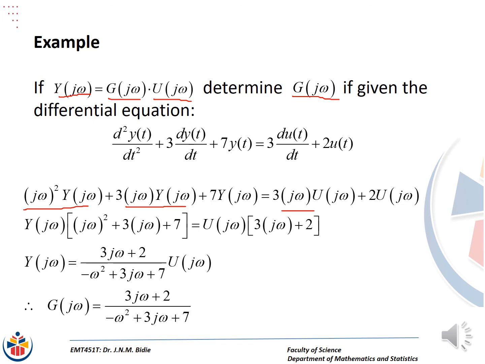Take out Y(j omega) on the left and take out U(j omega) on the right, and then thereafter divide throughout so that we get Y(j omega) equal to G(j omega) multiplied by U. Therefore, our G is the expression (3j omega plus 2) all divided by (negative omega squared plus 3j omega plus 7). So as you notice, we've used both the linearity property and the time differentiation property.